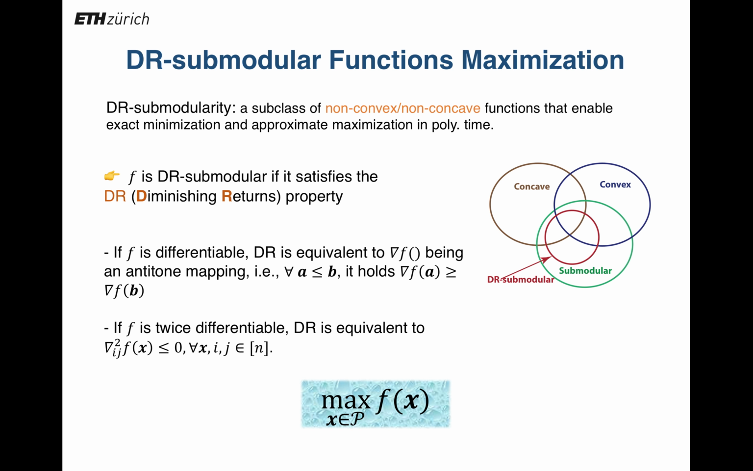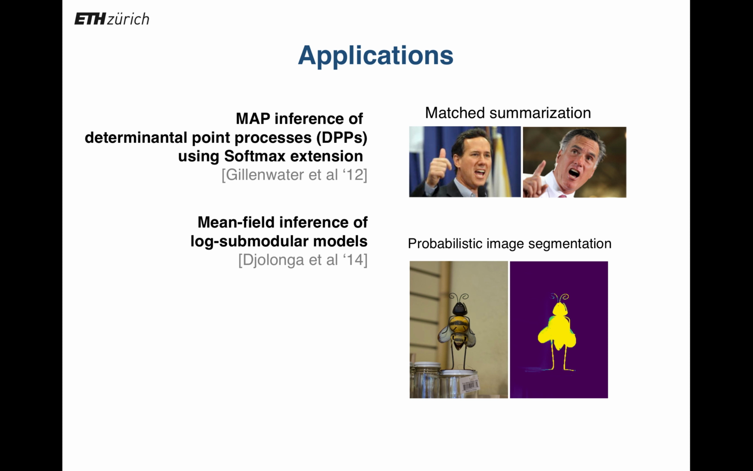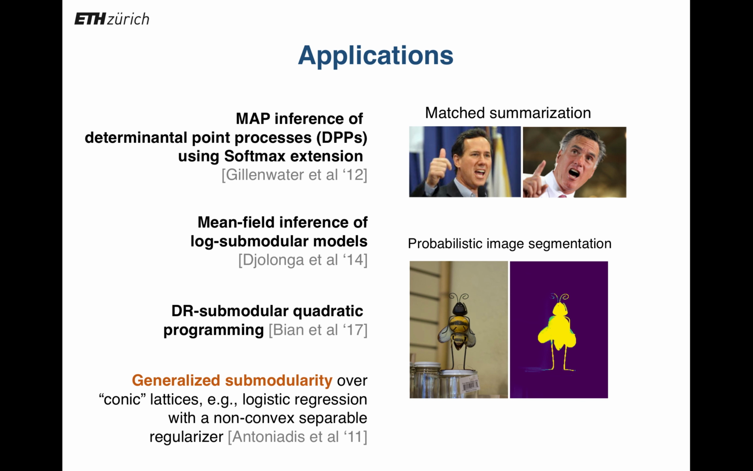The general problem setting is to maximize a DR-submodular function f of x over a down-closed convex constraint P. This problem setting captures a range of applications. For example, MAP inference of determinantal point processes, mean field inference of log-submodular models, DR-submodular quadratic programming. Moreover, we have generalized the notion of continuous submodularity to capture a much broader class of functions over conic lattices.